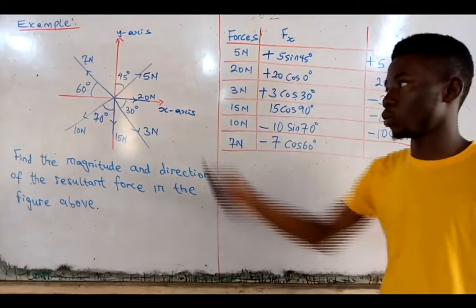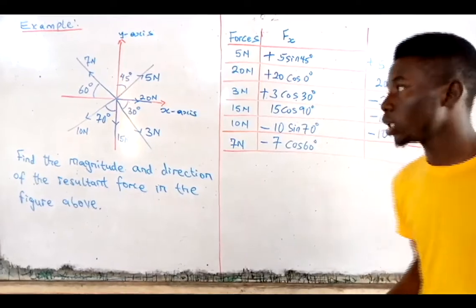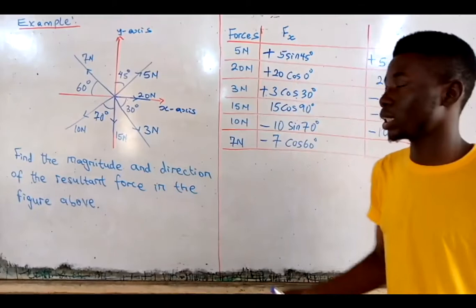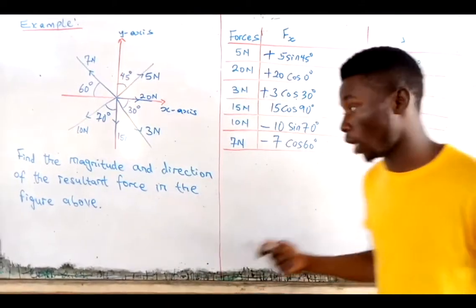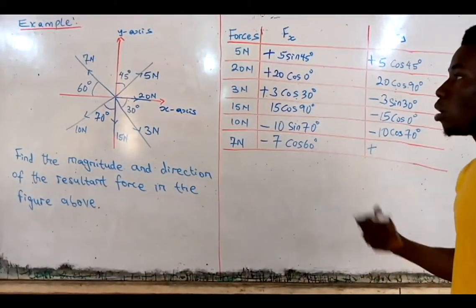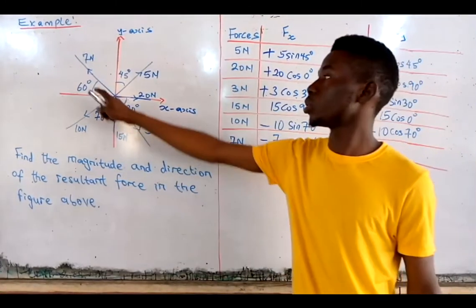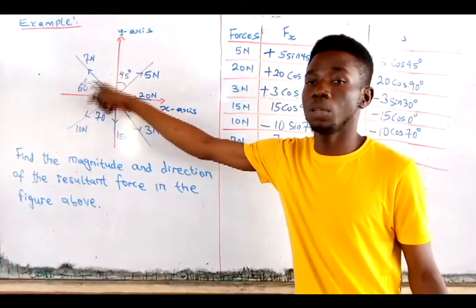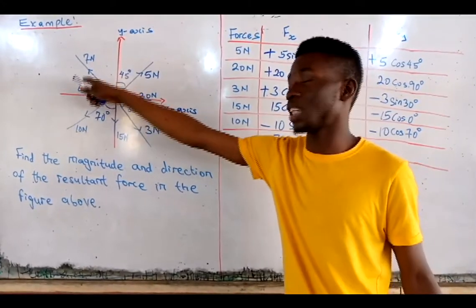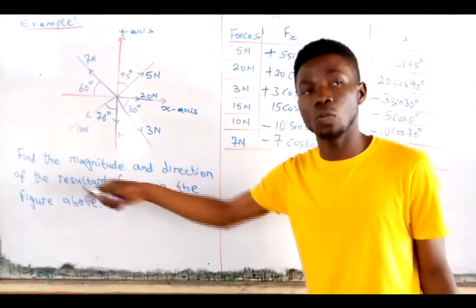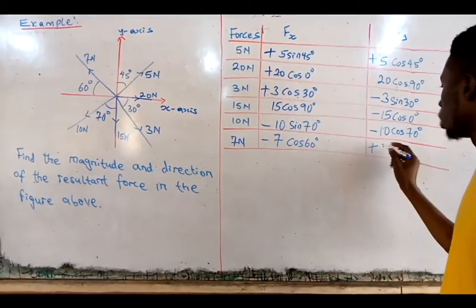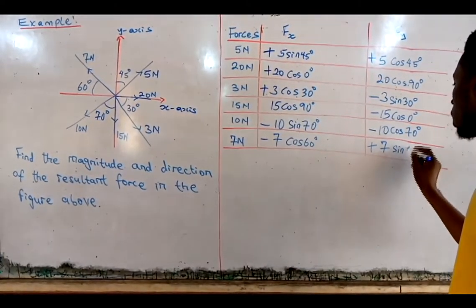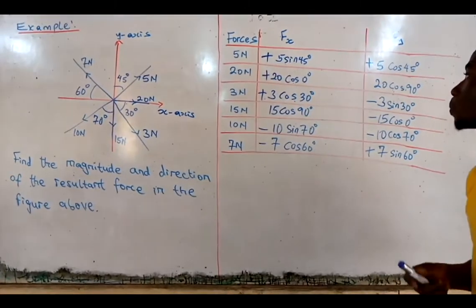And to the last force, which is the 7 Newton force. It is at the top with respect to the y-axis. That implies that it is going to take a positive value. Also, the angle 60 degrees is made with the x-axis, which implies that I am going to make use of sine of 60 degrees because I am dealing with the y-axis presently. So I will have the magnitude, which is 7, and sine 60 degrees.